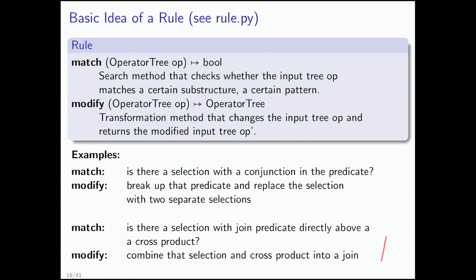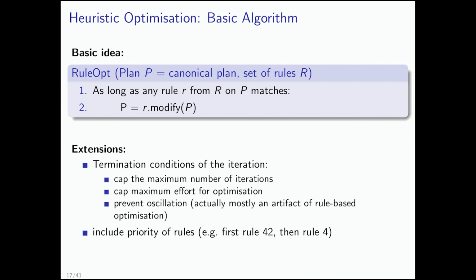And now we will be looking at some more details, we can ignore that for the moment. So to make that algorithm work, you can do many things. You can cap the number of iterations. You should limit the effort you use for optimization. You should prevent oscillation. Oscillation means if you have a selection on A, so first select on A and then on B, you can always swap these 2 selections because it's the same thing. And if you have a rule that just swaps these 2 selections forever, you will never terminate in your algorithm. So these tricks you have to do.